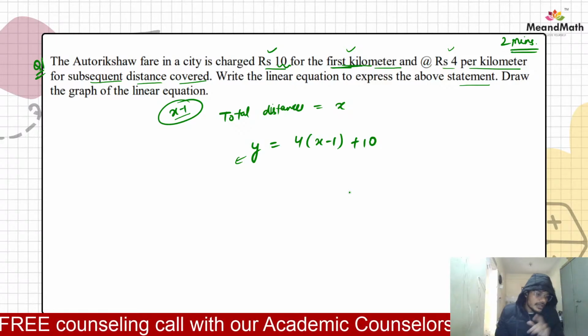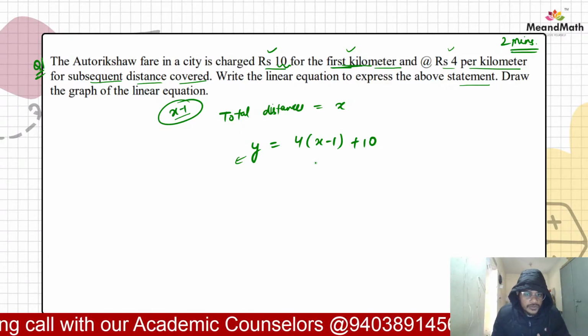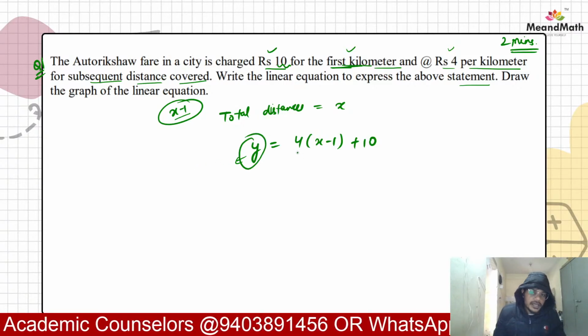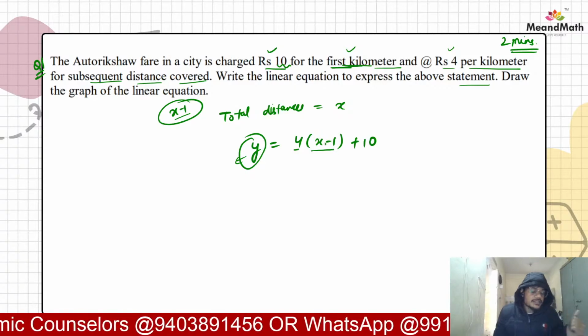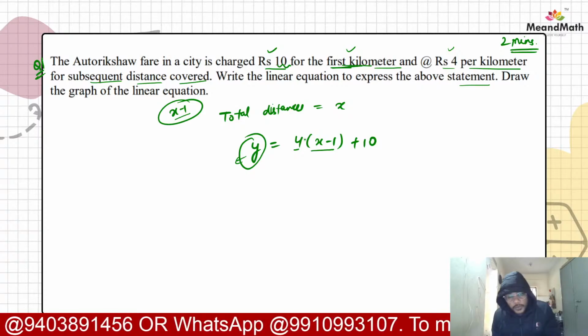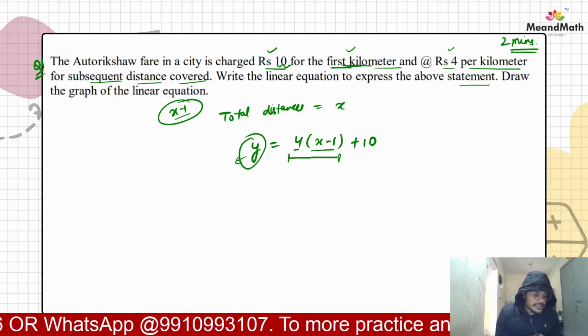This might be a question. And how did I add this 10? Why didn't I subtract this 10? This might be your question. So first of all, see beta, here y represents money, fare. 4 into x minus 1. X minus 1 was distance, and I am multiplying 4 in it. That means this is the total fare for the subsequent distance, right?